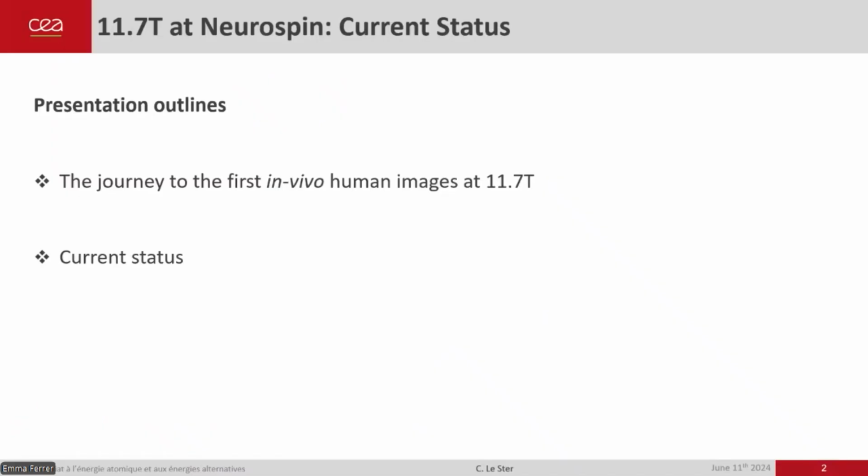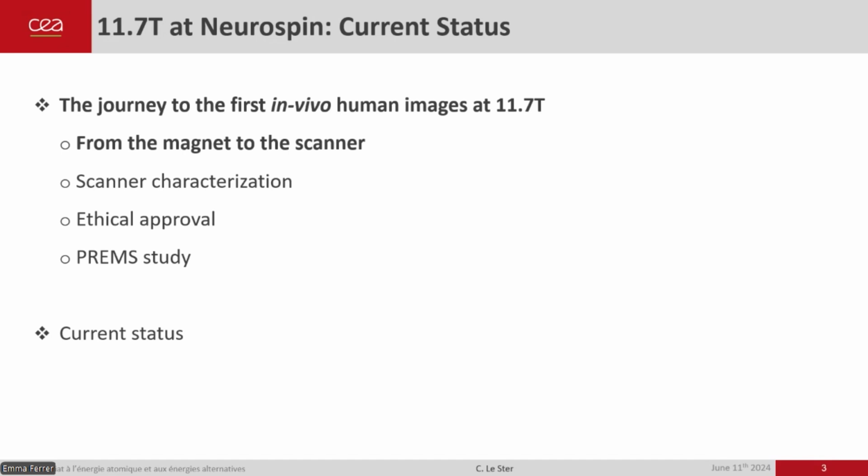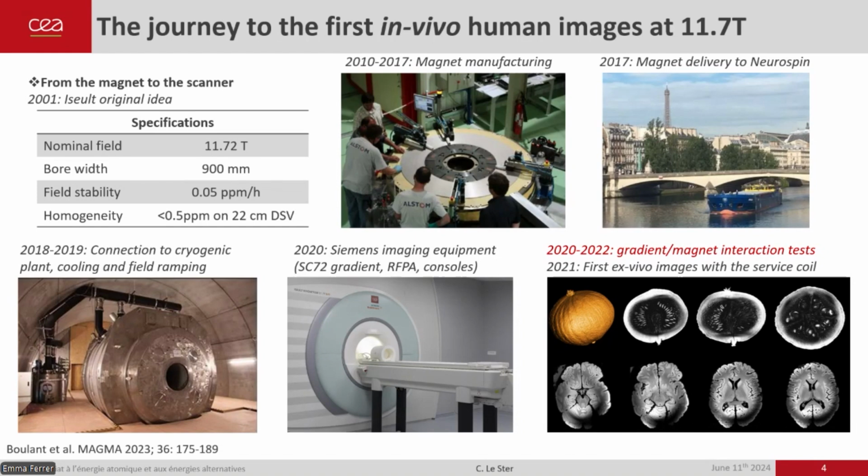The presentation will be as follows. So first I'll talk about the journey to get the first in vivo human images at 11.7 Tesla. And first, how did we get from a magnet to a scanner? The idea of scanning in vivo humans at 11.7 Tesla originates from 2001 with Denis Le Bihan, and it was decided that it will be the CEA who will build the magnet with the following specifications.